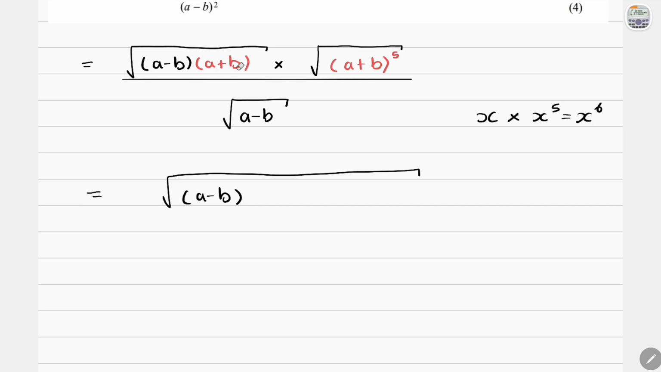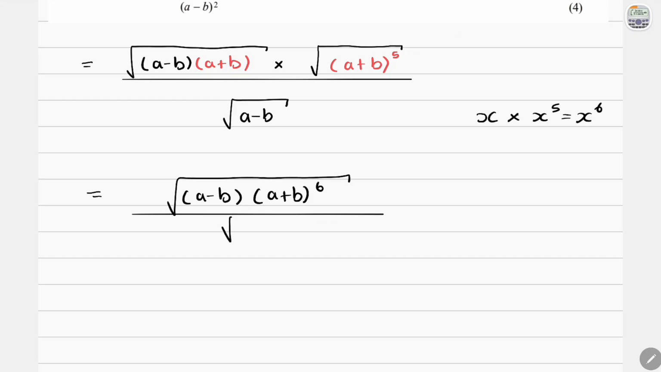In the same way, a plus b times a plus b raised to the power of 5 is actually a plus b raised to the power of 6, because the exponents get added. That invisible one here with a 6. Okay, so this is what we have, and then all over the square root of a minus b.